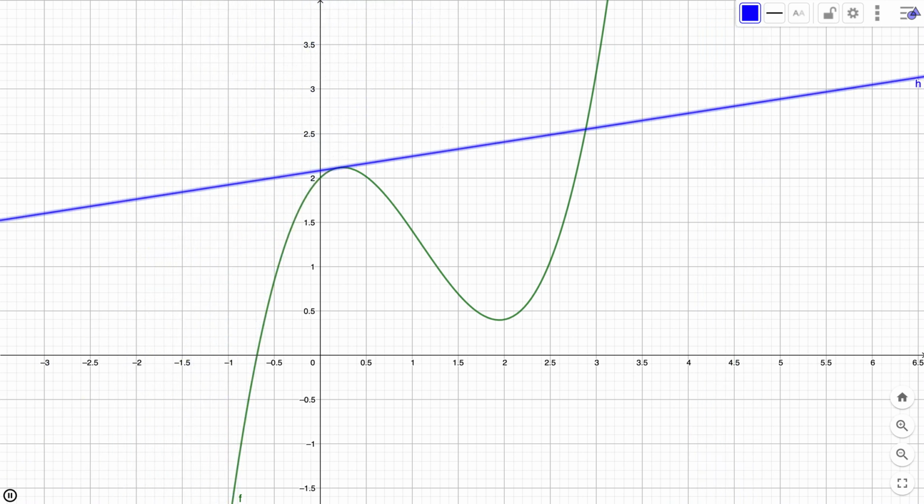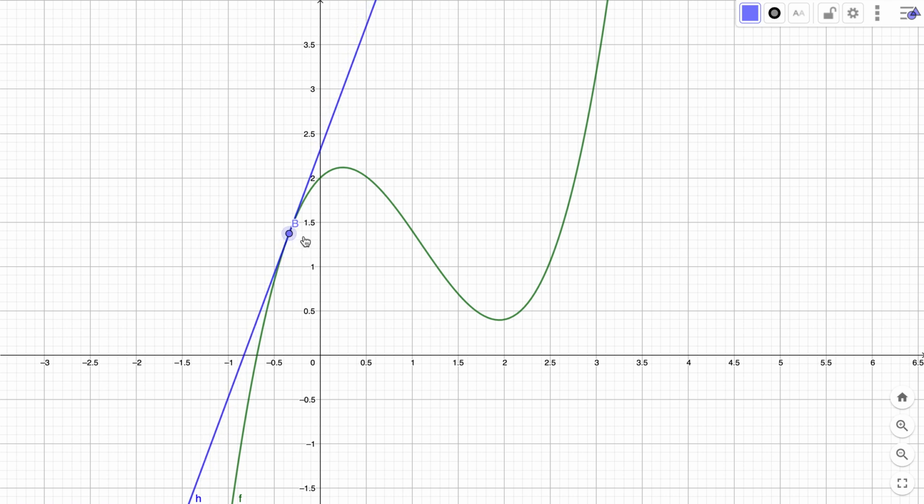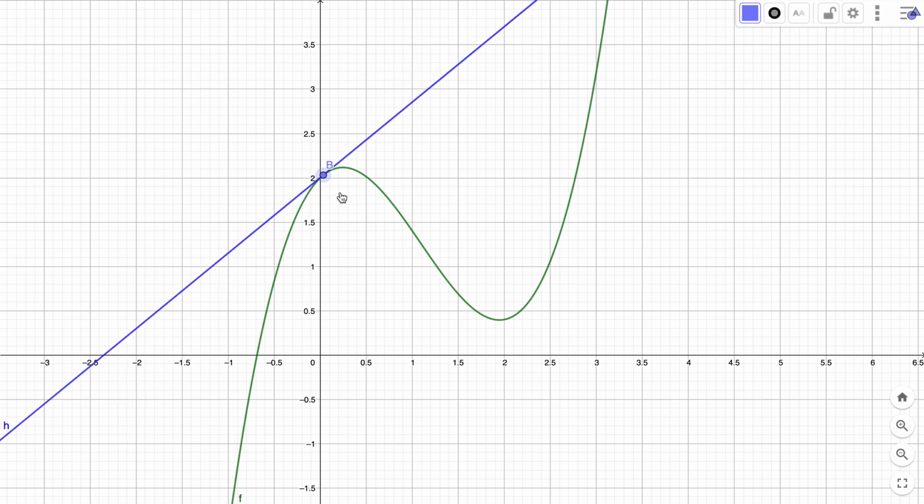However, if I can pause this, there we go. Possibly just move B around. You'll notice at this point here the gradient's positive, however the gradient's decreasing. You'll notice the gradient's decreasing still now. It's getting less steep, it's getting less steep, it's still getting less steep.